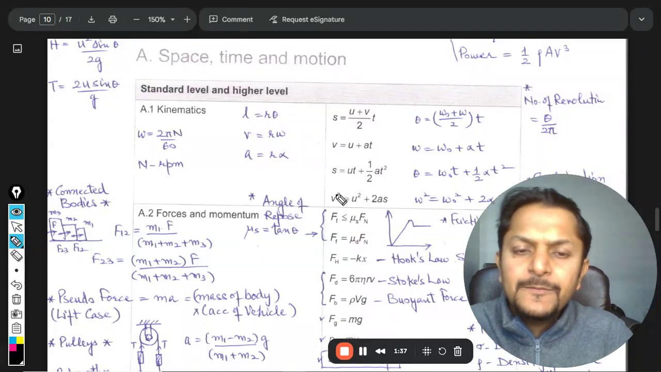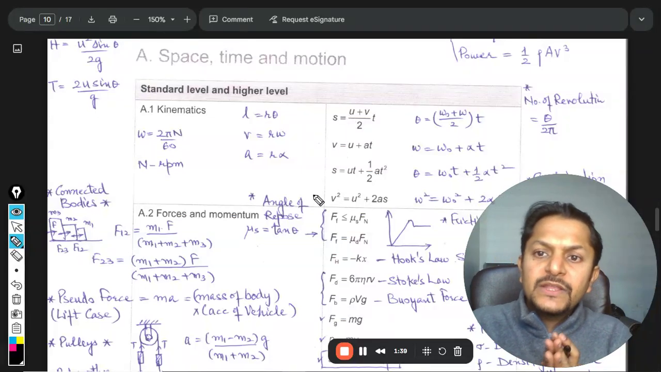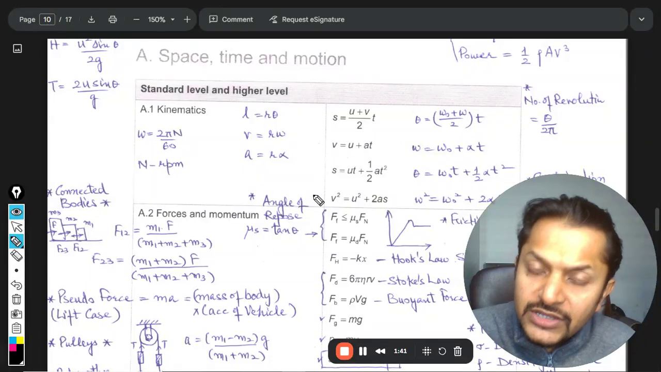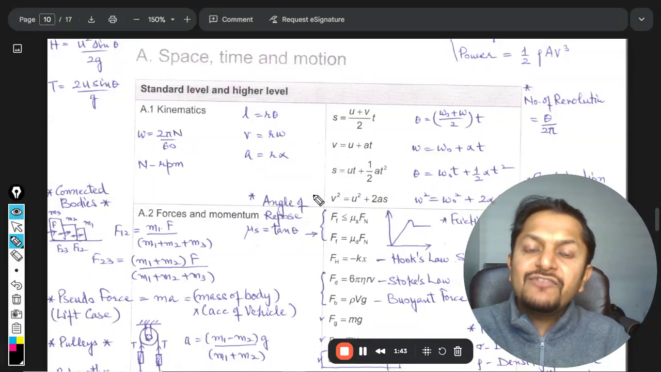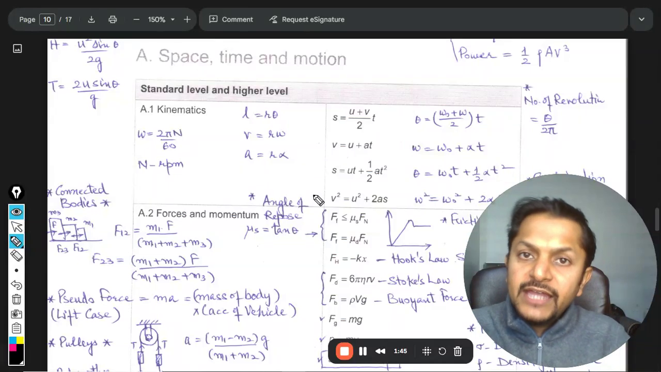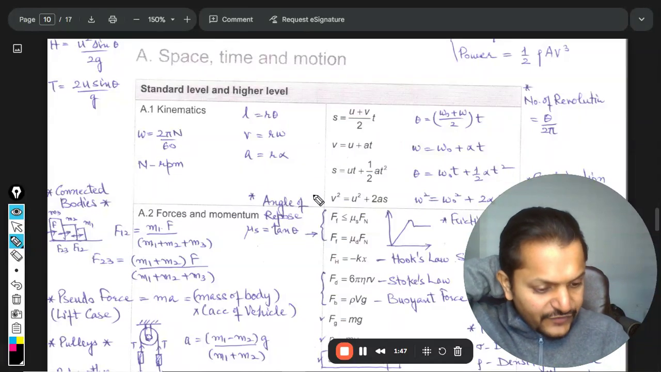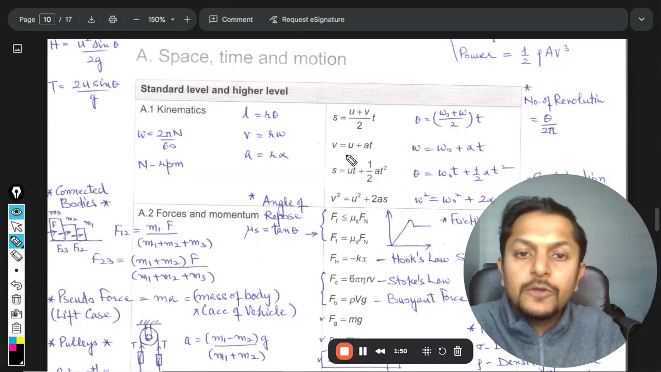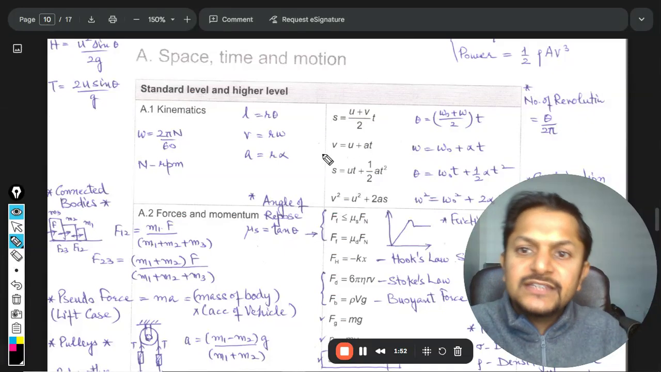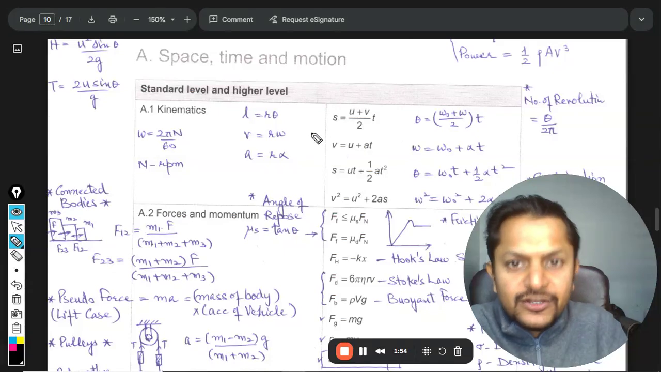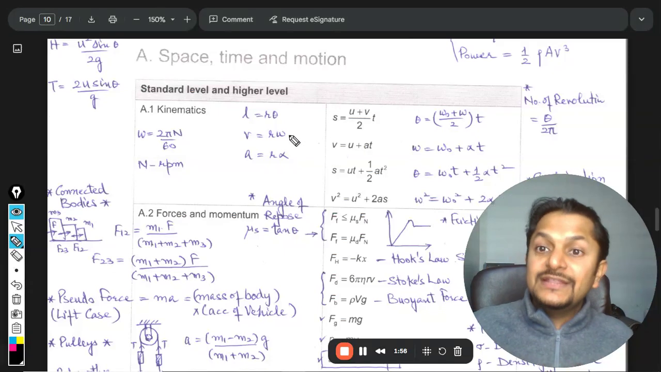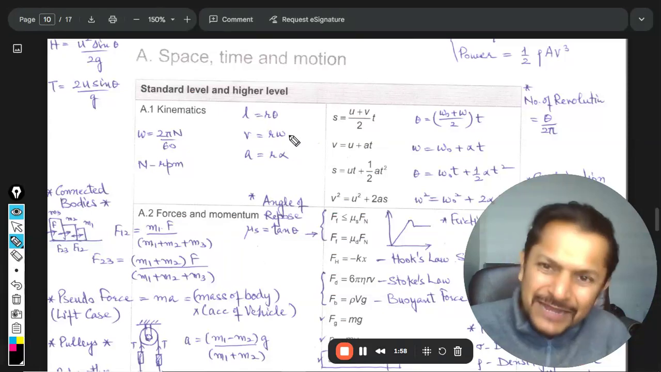And after that, you have the circular motion that is covered here, and you have the projectile motion which is covered in the topic of kinematics. So let us first talk about the circular motion. The circular kinematics, actually, according to me, is part of A1 kinematics.